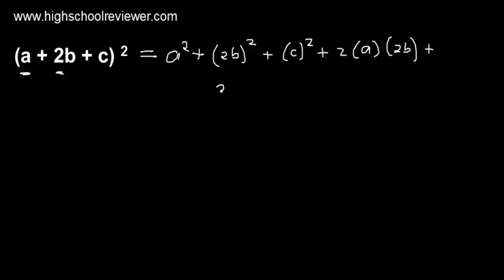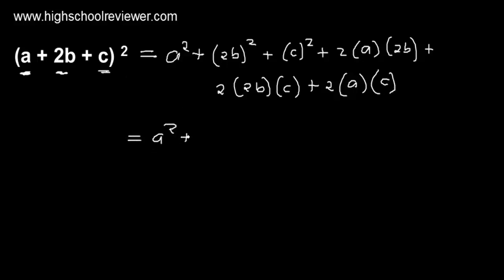plus 2 multiplied by the product of our second term and the last term. We will have here 2b multiplied by c plus 2 multiplied by the product of the first term and the last term. We will have here a multiplied by c.